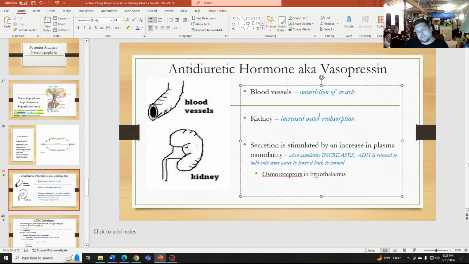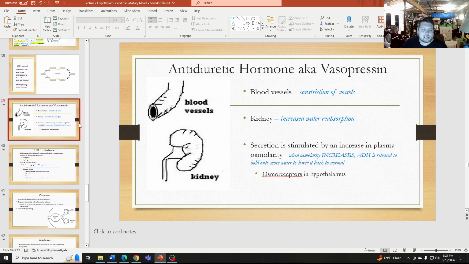In the kidney, we're going to have increased water reabsorption, and the secretion, we already talked about this, is stimulated by an increase in the plasma osmolarity, thanks to those osmoreceptors in the hypothalamus.